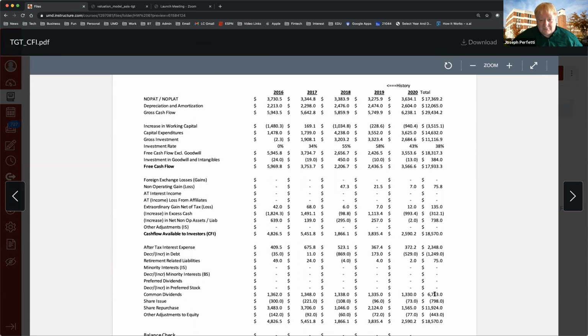Target's cash flow is 29,434.2. Their free cash flow is 17,933.3. Their free cash flow before goodwill was 18,317.3. Their CFI was 18,570. Like, that's not even a presentation. Don't do that. That's not helpful.